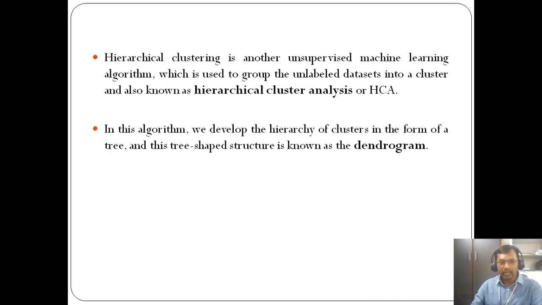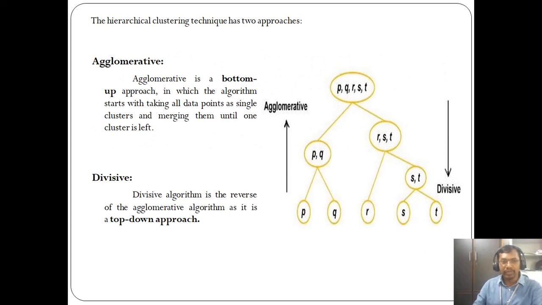It is also known as hierarchical clustering analysis. In hierarchical clustering analysis, we mainly develop a hierarchy of clusters in the form of a tree structure, and this tree structure is called a dendrogram. We can implement hierarchical clustering analysis in two approaches. One is the agglomerative approach and the second one is the divisive approach. The agglomerative approach is also known as the bottom-up approach.